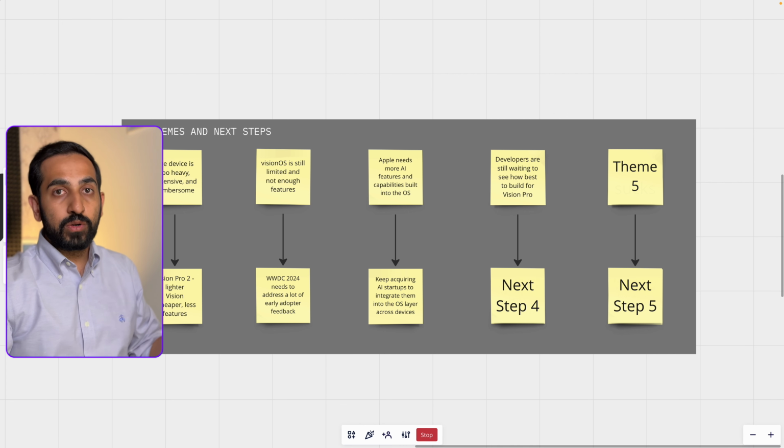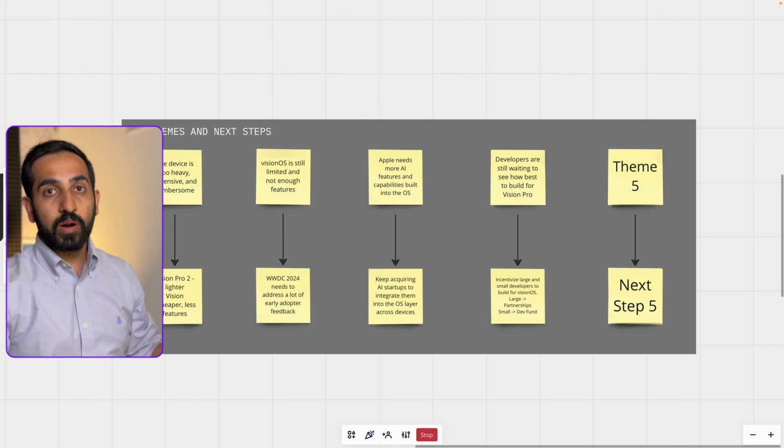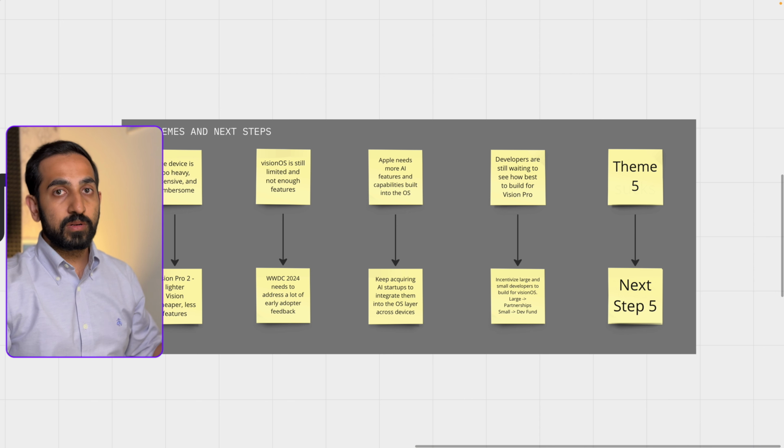Developers are still waiting and don't know exactly what to build for the Vision Pro. So we need to partner with a lot of the large developers out there who we have relationships with, and we need to set up and incentivize funds for smaller developers to develop for the Vision Pro.